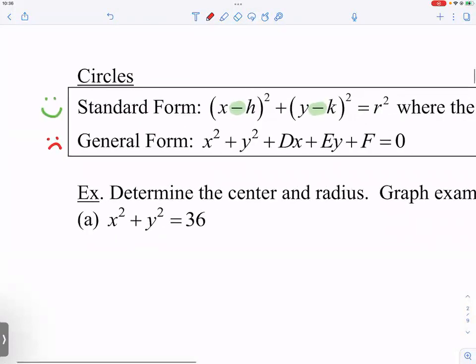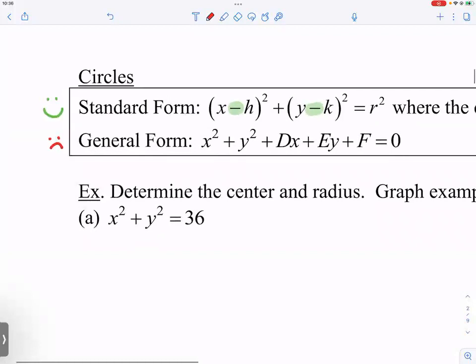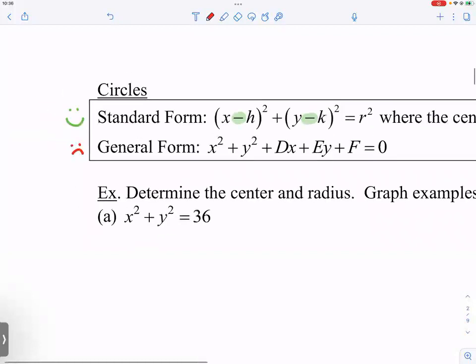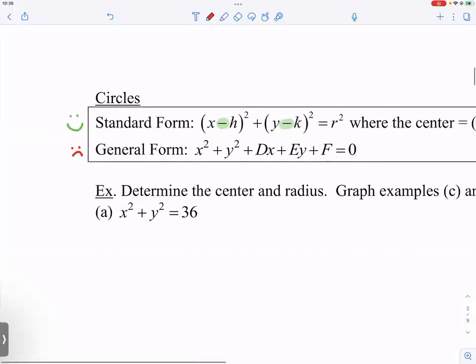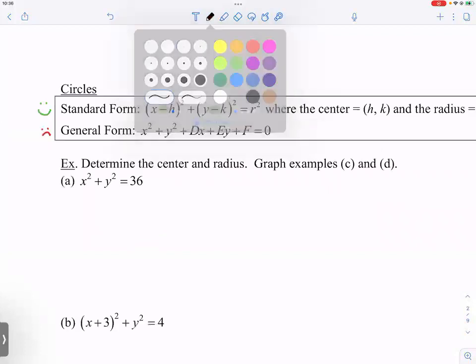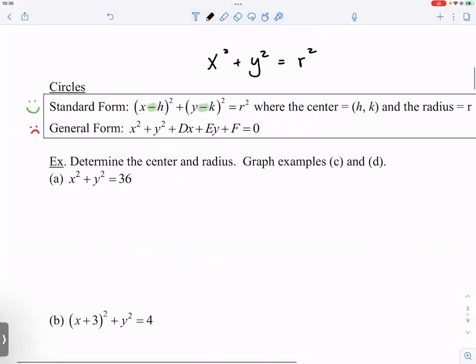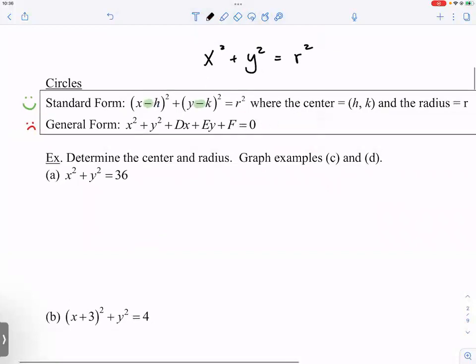Now, here's another equation I want you to write down. It's not printed yet, so I want you to write it down. This is x squared plus y squared equals r squared. This is the very, very simple equation, because this means the center of the circle is at the origin.